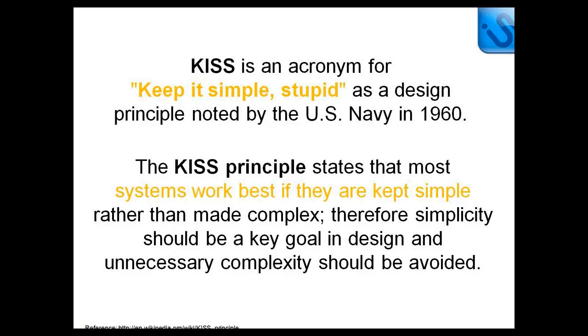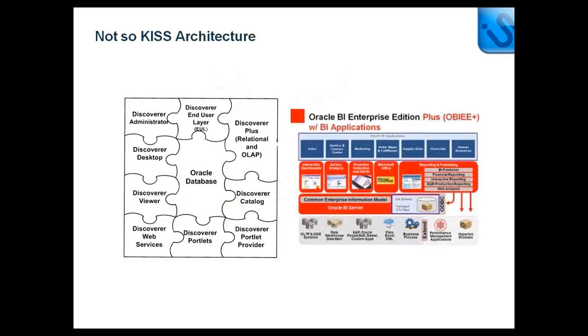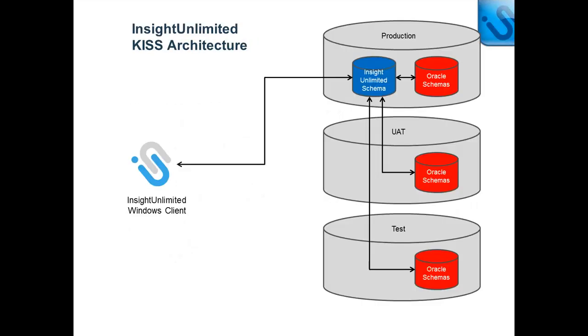So let's talk about things that are a bit more complex. On the left side, you have your traditional Discoverer, multiple moving parts, things that you have to manage. On the other end, just a quick screenshot of OBIEE. Again, both have a lot of moving parts, a lot of folks to manage the solution. Where Insight fits, very, very straightforward.